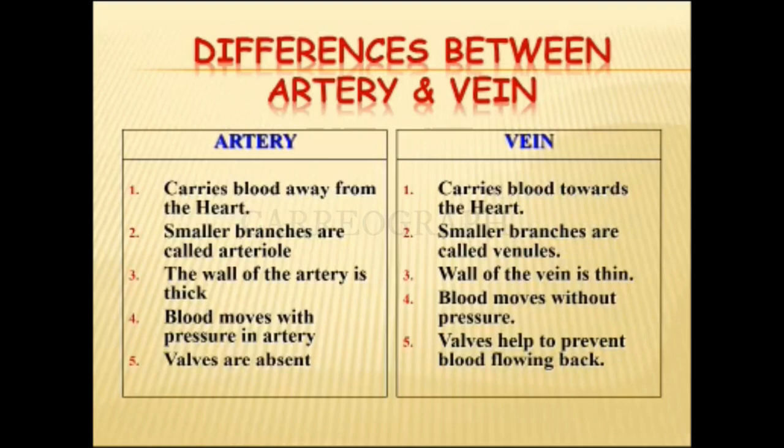Now, the small branches of arteries are called arterioles, whereas small branches of veins are called venules. The wall of arteries is thick, whereas the wall of veins is thin. Blood moves with pressure in arteries, whereas blood moves without pressure in veins. Veins have valves, whereas arteries don't carry any valves. Valves are muscular structures which help in preventing blood from flowing backward. So friends, we have seen the difference between artery and vein.